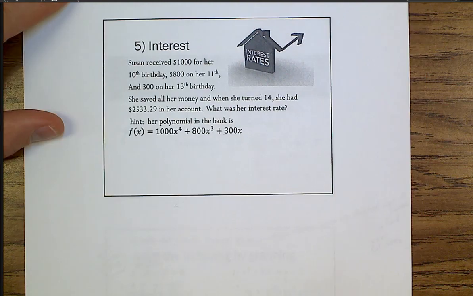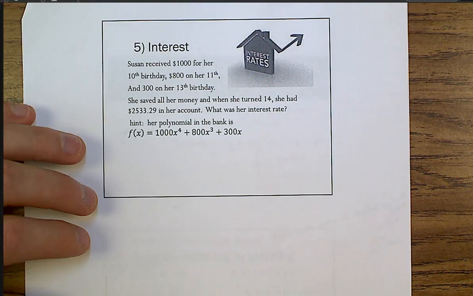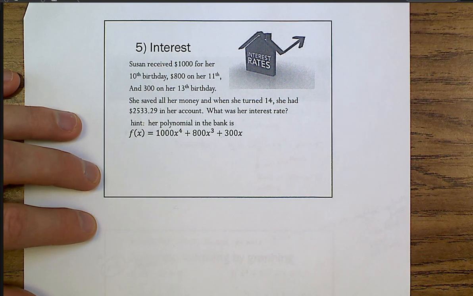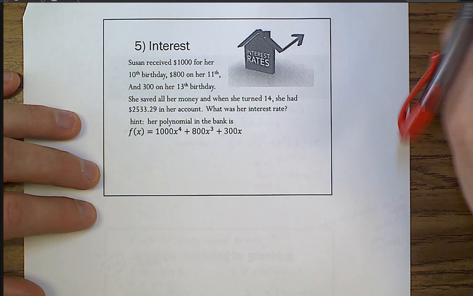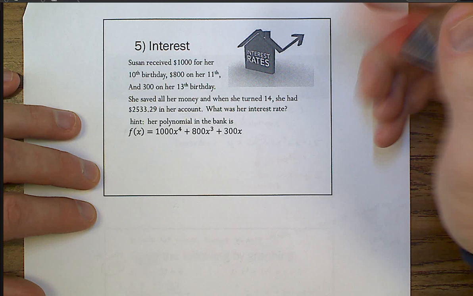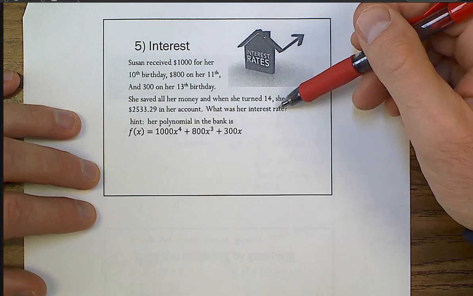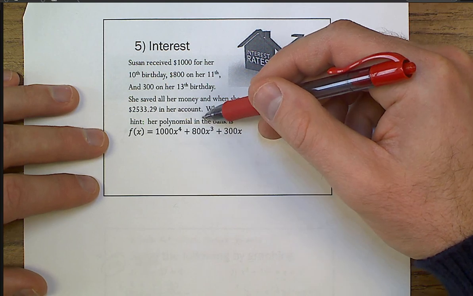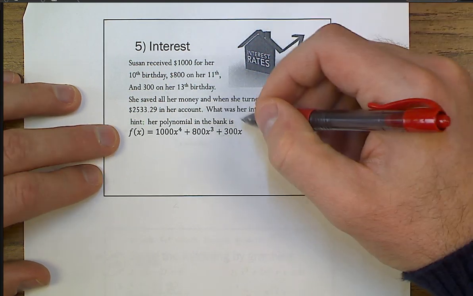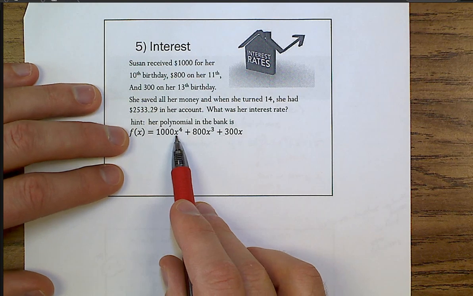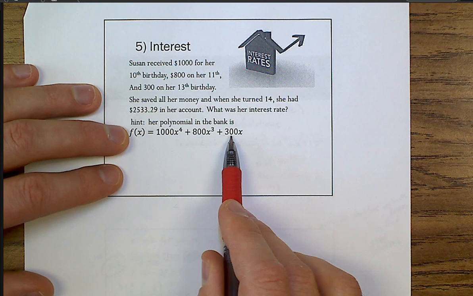Last one here, again, another type of question where it's an application to what we're doing. Susan received $1,000 for her 10th birthday. That'd be nice. $800 on her 11th and $300 on her 13th. She saved all her money, and when she turned 14, she had this much in her account. What was her interest rate? Hint, her polynomial in the bank is this. Okay, so let's digest this. Here's the $1,000, X amount of interest, 800, X amount of interest, 300, X amount of interest.